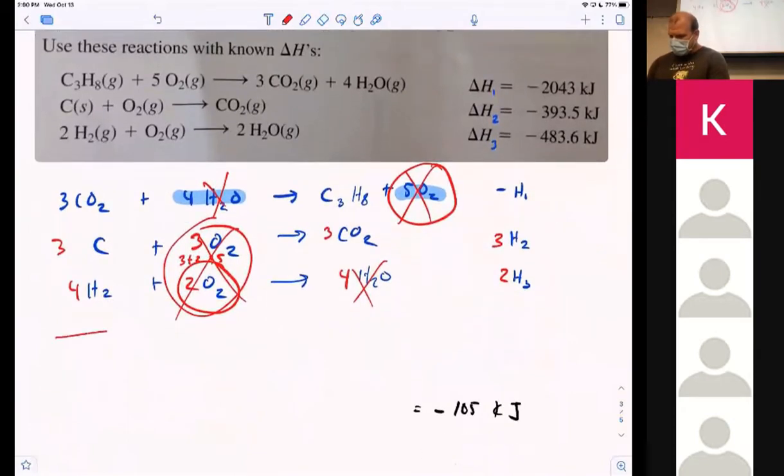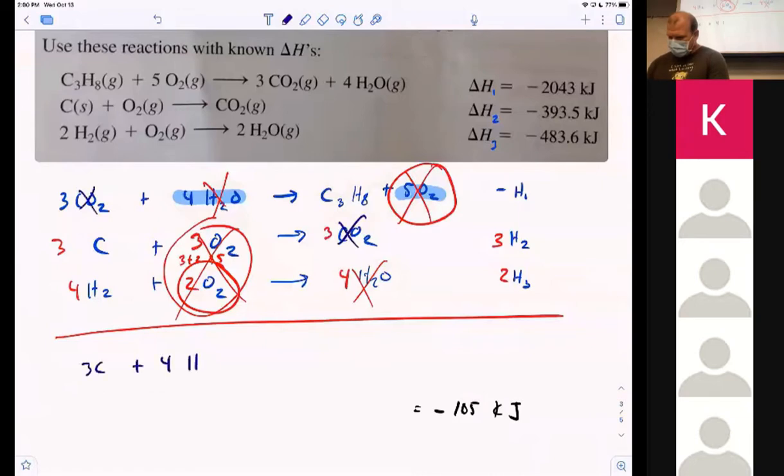Then if you add these 2 equations together, you get, oh, I'm missing the CO2s. Oh, and the CO2s also cancel. You get 3C plus 4 hydrogens make C3H8. And that's minus H1 plus 3H2 plus 2H3.